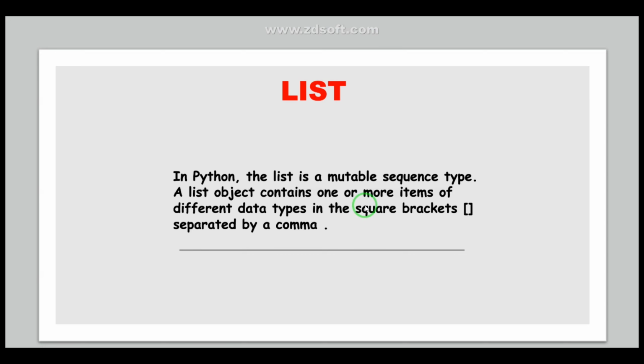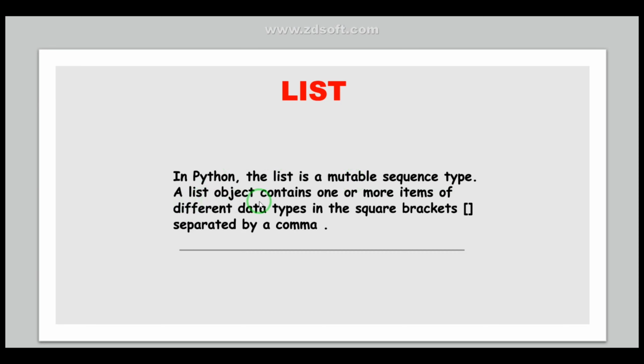So what is meant by list? In Python, the list is a mutable sequence type. What do you mean by mutable? It means once you assign values to the list, later on you can update or change them, or you can delete them. You can do these things. That is why it is called mutable. Whereas a string is not mutable, it is immutable. Once you assign, you can't change the values of the string. So that's why list is mutable.